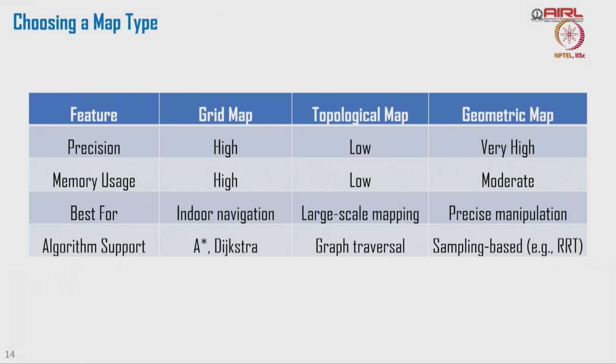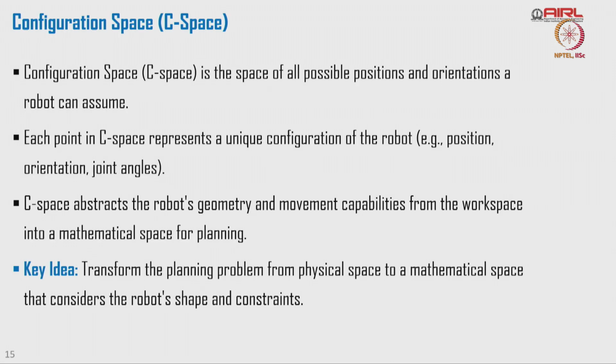So, how to choose a map? Which one will we use: grid map, topological map or geometric map? Precision-wise the geometric map is better, but memory usage is very high, which is sometimes a problem. The grid map is better for indoor navigation, the topological map is for large scale mapping, and the geometric map is for precise manipulation. For algorithmic support, we have A star or Dijkstra for grid maps, graph traversal methods for topological maps, and sampling based methods like RRT and RRT star for geometric maps.